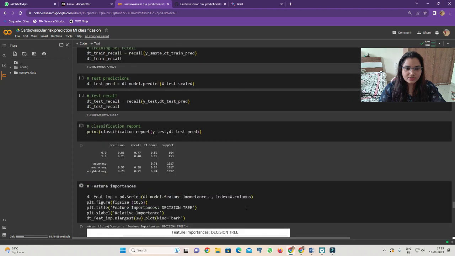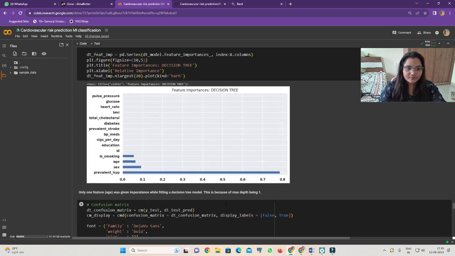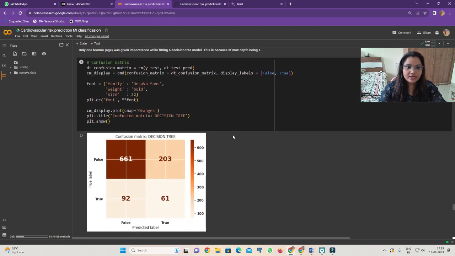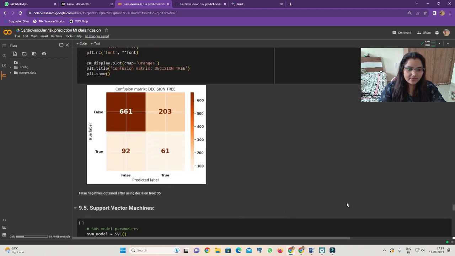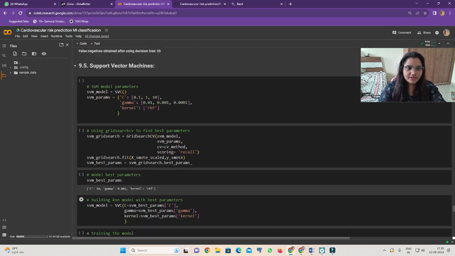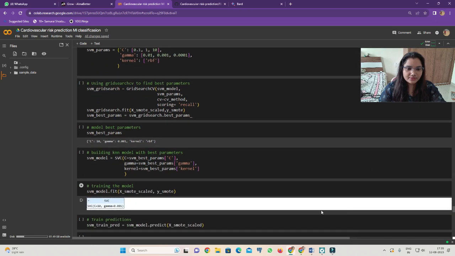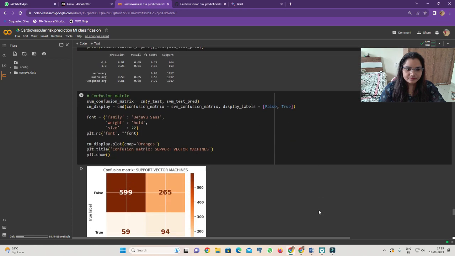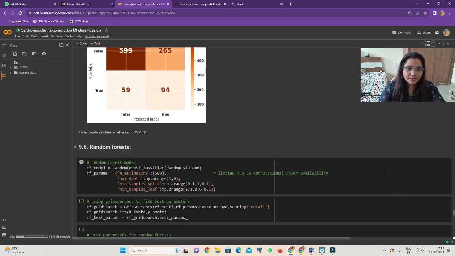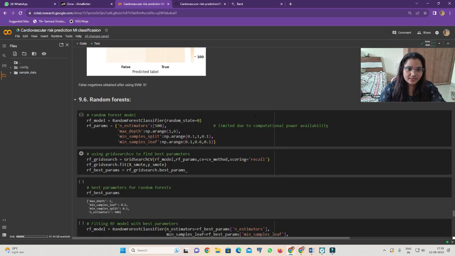So in the decision tree we can see only one feature, that is age, was given importance while fitting a decision tree model. This is because of max depth being 1. Then we created confusion matrix, and here we get false negative, that is 35. Then we go for support vector machines, and here we get false negative, that is SVM 51.